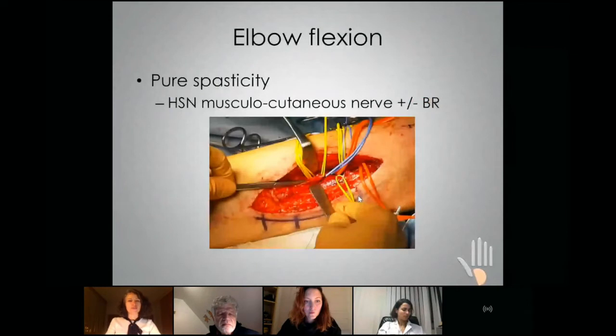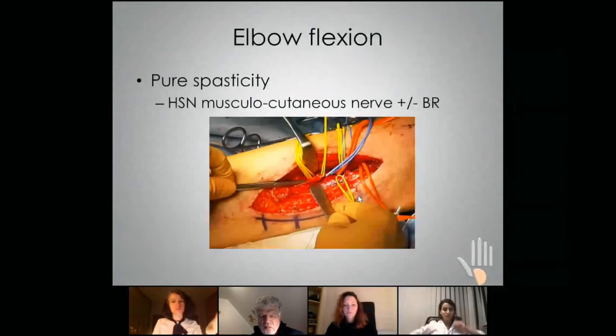So, to answer the question of how to differentiate pure spasticity from spasticity with retraction, we can assess it with the botulinum toxin, as I said previously. The botulinum toxin will decrease the spasticity of the muscle, so we can test it before the surgery. For the elbow, we will inject the biceps and the brachialis, and sometimes the brachioradialis. And now more often we also assess the brachioradialis.